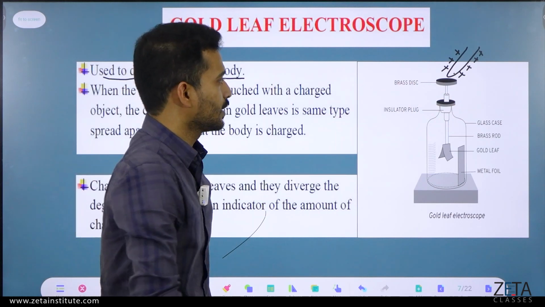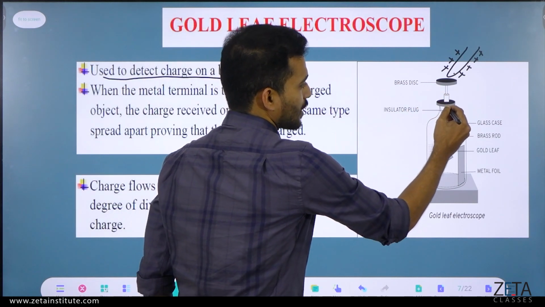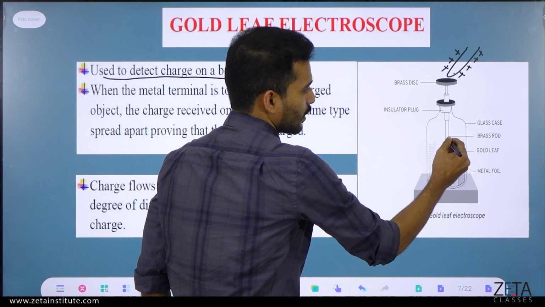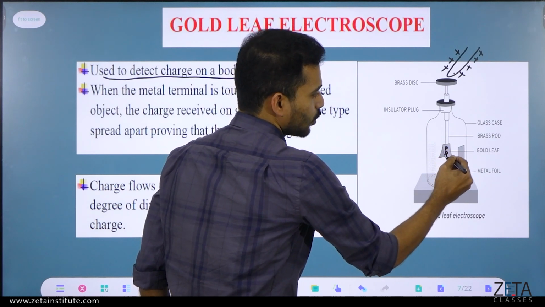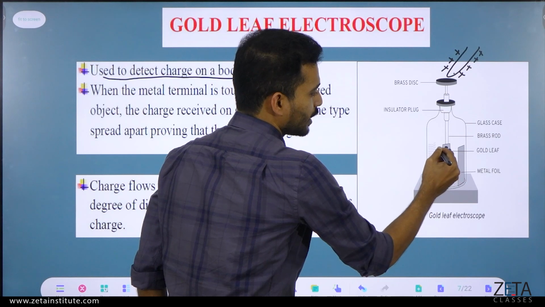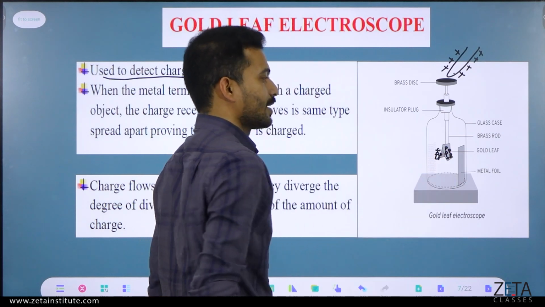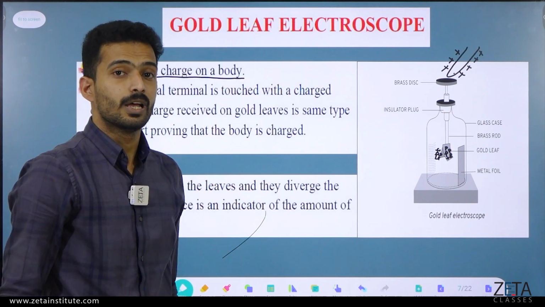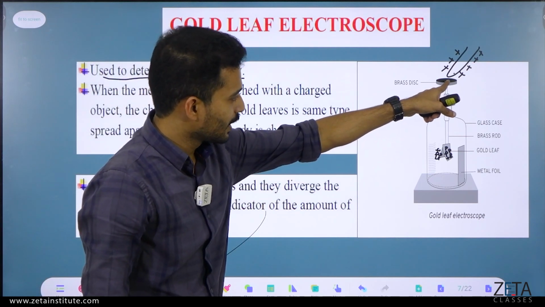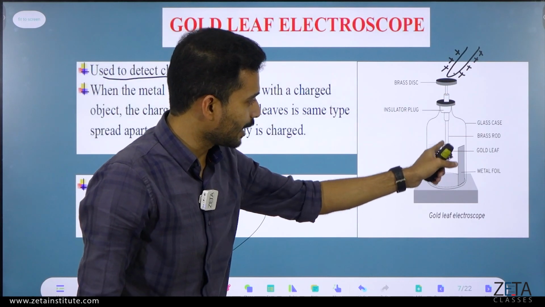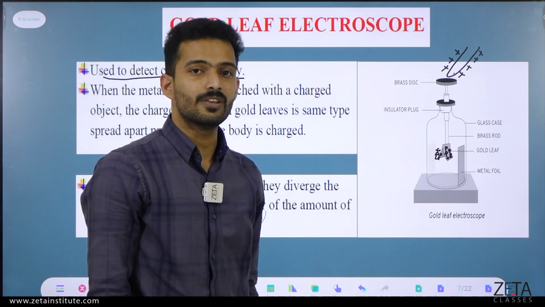Then what happens? This charge passes through this rod and reaches the gold leaf. Both the gold leaves will get a positive charge. So there is a metallic disc, then there is a metallic rod, and at the end of this metallic rod, two gold leaves are there.